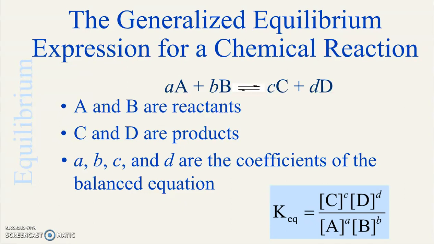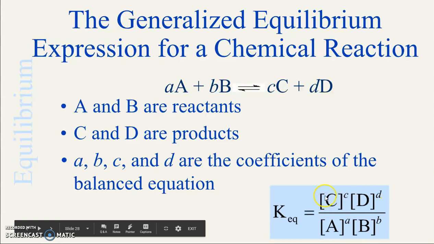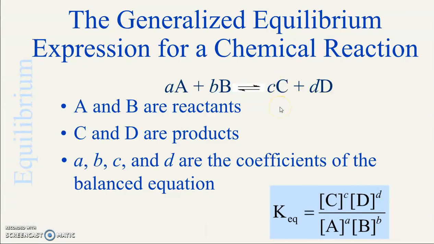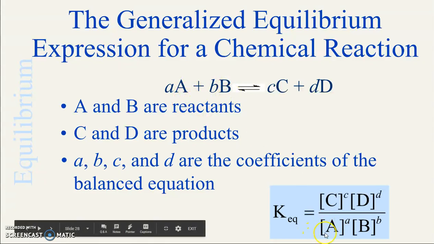You'll notice down below that we are going to take the concentrations, which would be the amounts, the moles per liter, of these reactants and multiply them together. So the concentration, that's what the brackets mean, of A times the concentration of B is going to go on the bottom. Reactants go on the bottom. The concentration of C times the concentration of D is going to go on the top.